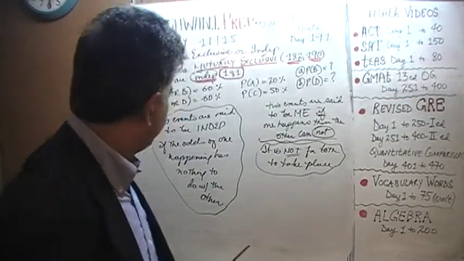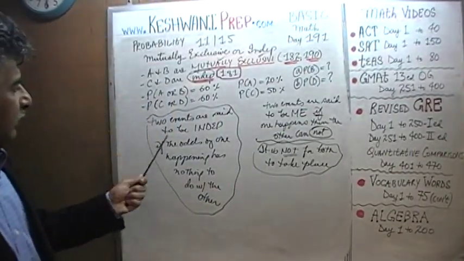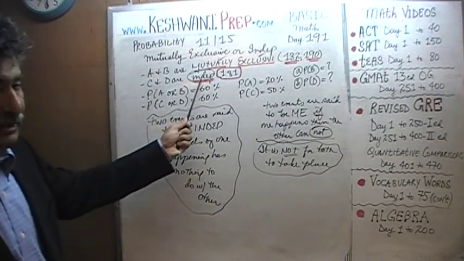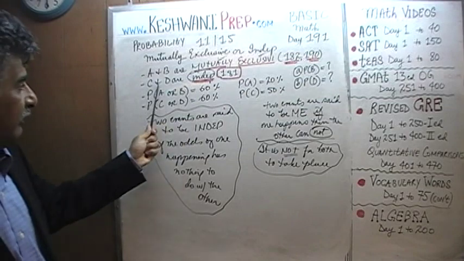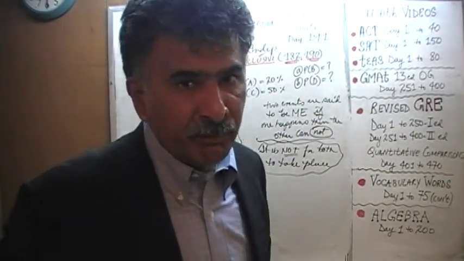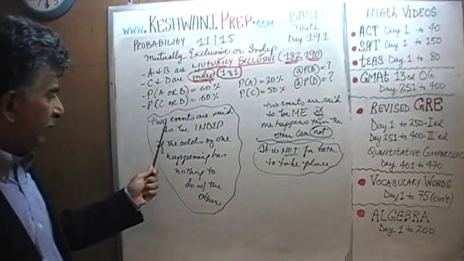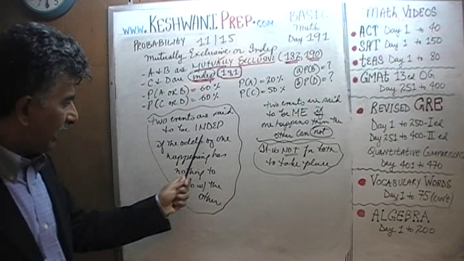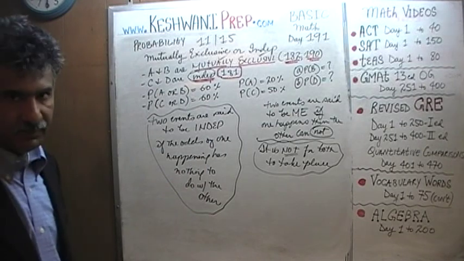Let's get going. What does it mean? Let's start with something simple first. Let's first start with C and D. We are told that events C and D are independent, which is a very simple thing to understand. Two events are said to be independent if the odds of one happening has nothing to do with the other.